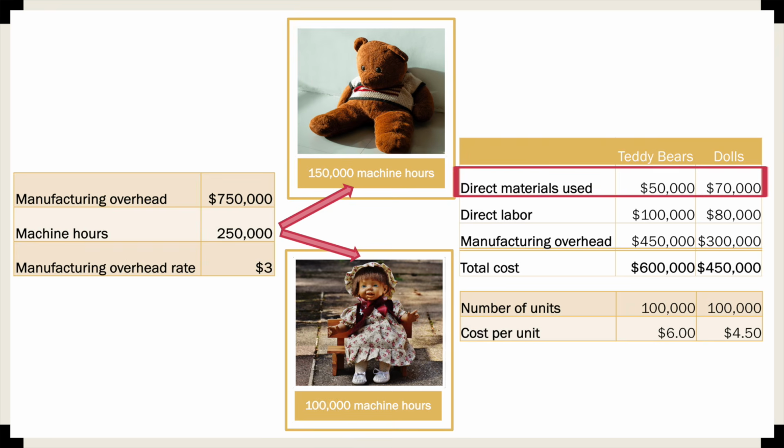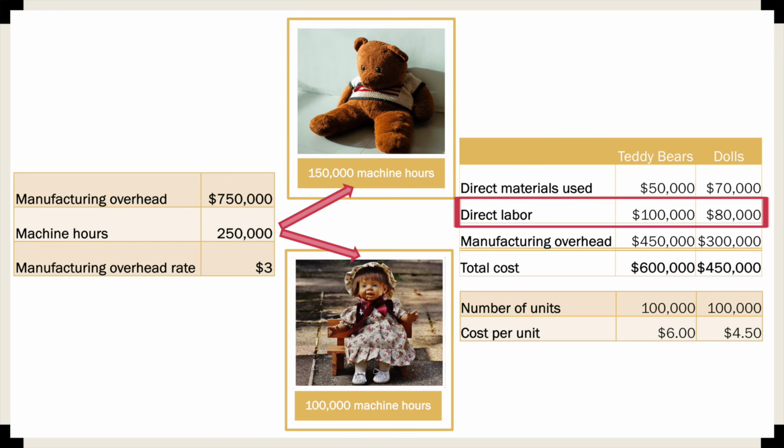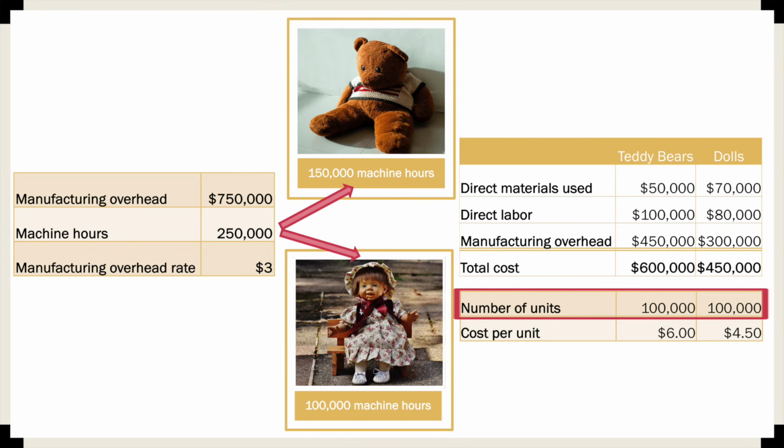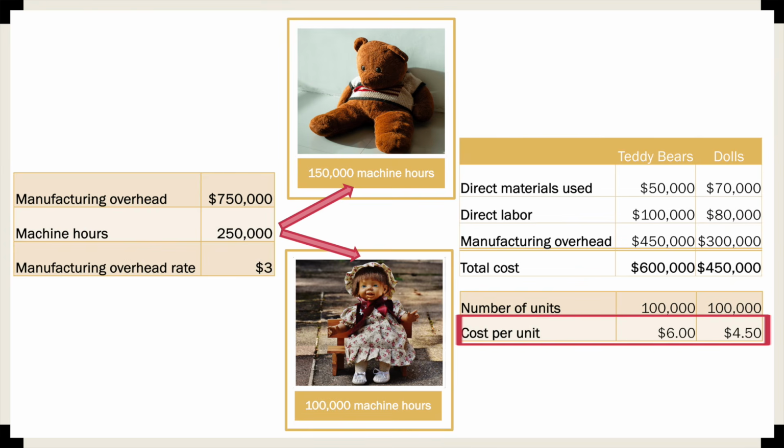the dolls. We then add the cost of direct materials used and the cost of direct labor and divide by the total number of units to find the cost per unit, which is $6 a unit for the teddy bear product line and $4.50 a unit for the dolls. This is the result we get with traditional costing.